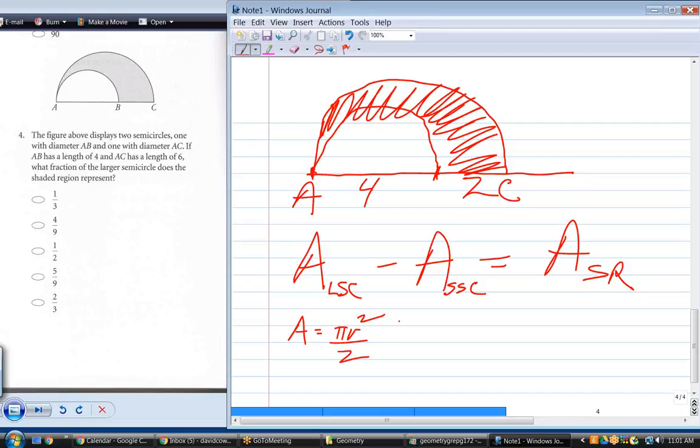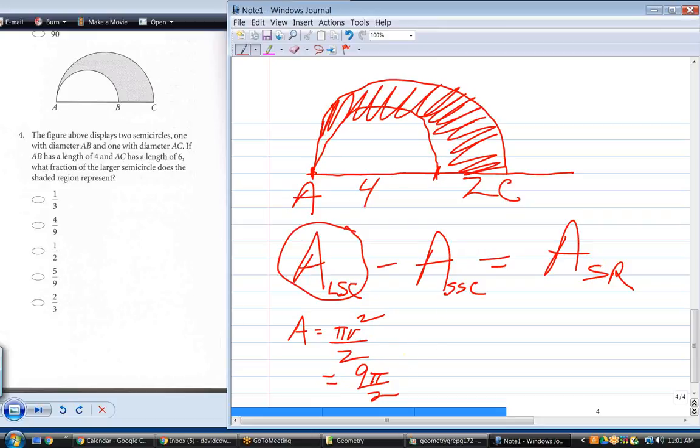What's r for the large circle? For the large semicircle, r is 6. No, that's the diameter, so it'd be 3. So what we have here is, I'm going to substitute 3 for r. So it's 9 pi over 2. That's the area of the large semicircle.